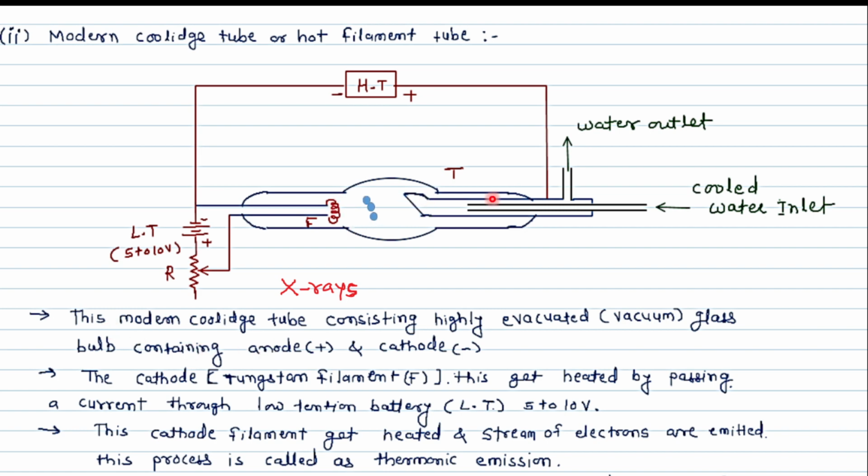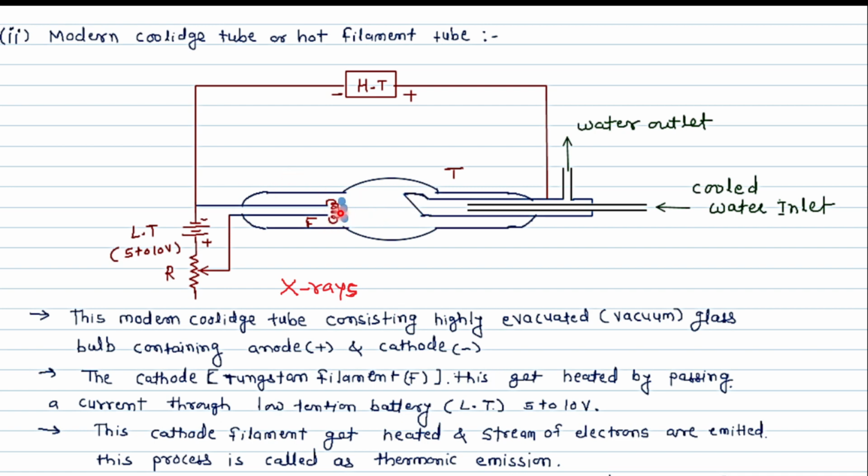This anode is made of copper, which has high thermal conductivity. The filament gets heated by the low tension battery, and the current passing through the filament is controlled using this rheostat. When more current passes, the filament gets more heated, and due to the heating it emits electrons. This cathode filament gets heated and a stream of electrons is emitted. This process is called thermionic emission.